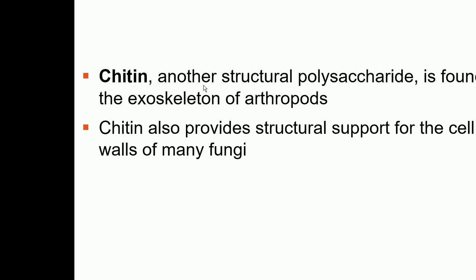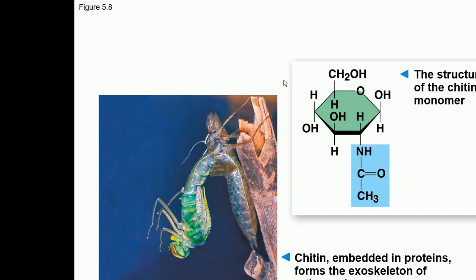Another and the last kind of polysaccharide we are going to talk about is called chitin. This chitin is another structural polysaccharide. It is present in the exoskeleton of arthropods, and it's also present in the cell walls of fungi. And this is the monomer of chitin. An important thing to know about chitin is that it has nitrogen in it.